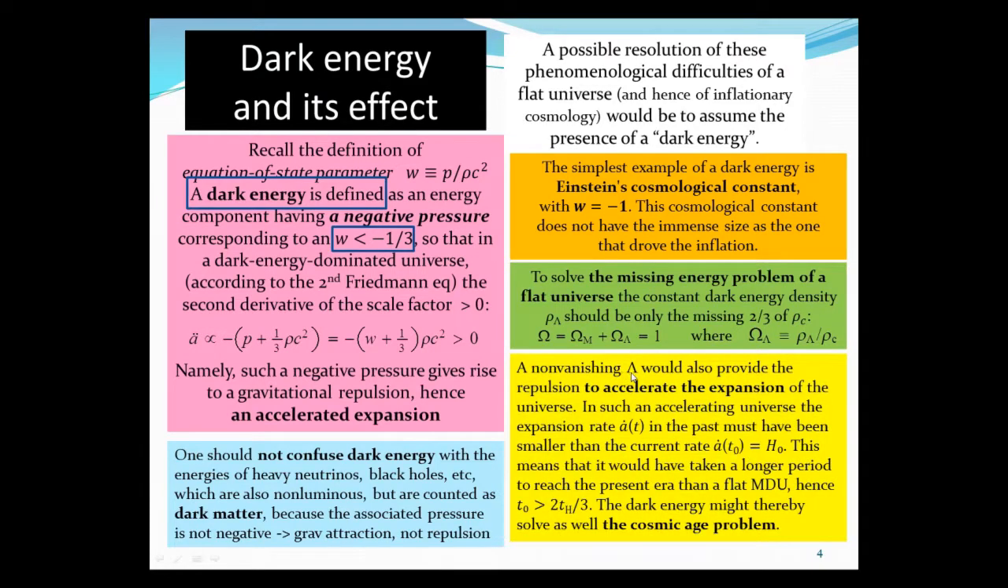Also, an unvanished cosmological constant would provide a repulsion to accelerate the expansion of the universe. In such an accelerated universe, the expansion rate in the past must, by definition, be smaller, because A dot is getting bigger and bigger than the current rate. This means it would have taken a longer period of time, because the acceleration was smaller, to reach the present universe than in the flat matter-dominant universe. So we expect the age of the universe to be greater than 2/3 of the Hubble time. Therefore, dark energy might solve the cosmic age problem.